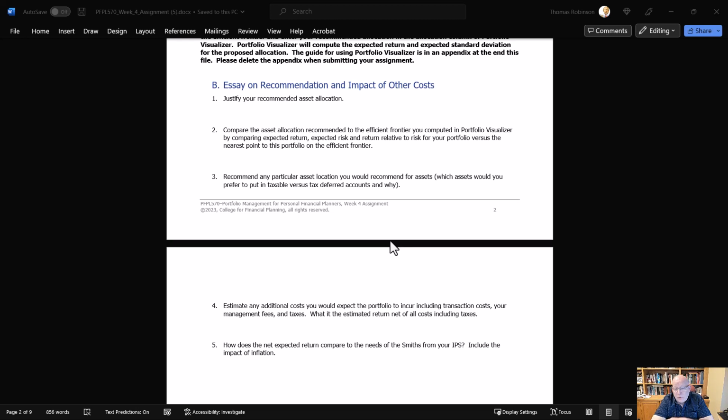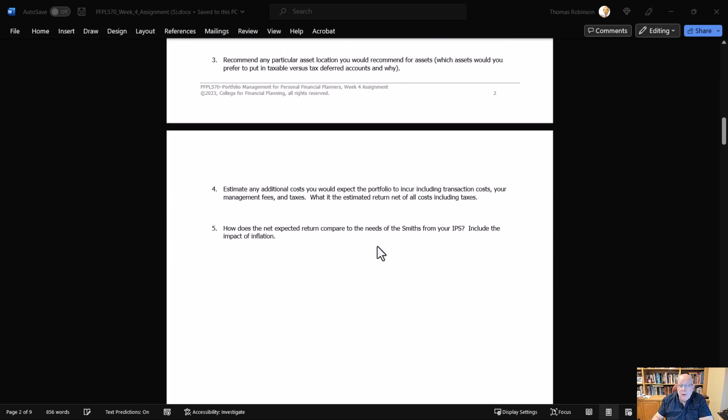And then the last step, step 5 in Part B, is take the overall return of the recommended portfolio less any additional transaction cost you think would be incurred, and calculate what you think the net expected return is for the Smiths, and see if that meets their expectations. Make sure, once again, as you did earlier in the projects, to consider the impact of inflation.